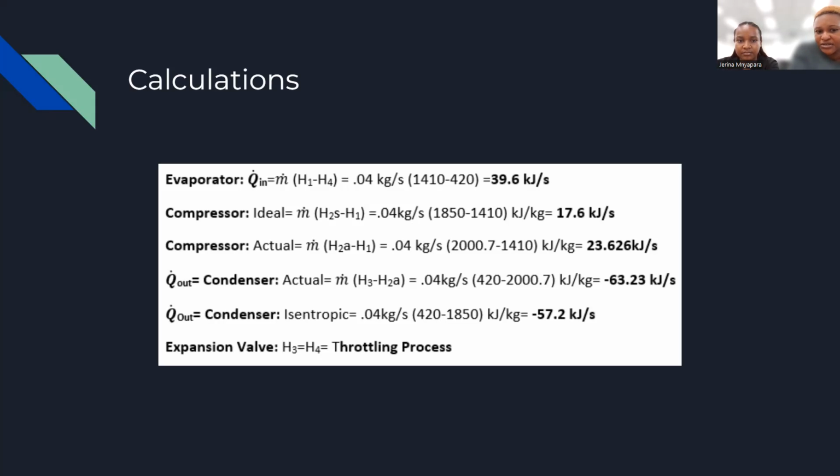We did the same thing for the condenser, isentropically and actual. For the actual, we got negative 63.23 kilojoules per second. And for the isentropic, we got negative 52.2 kilojoules per second. We got a negative value because it's in the condenser and the heat is rejected. So that's why the value is negative. And for the expansion valve, we got the same enthalpy because it's isenthalpic.